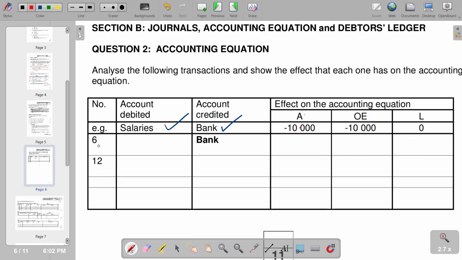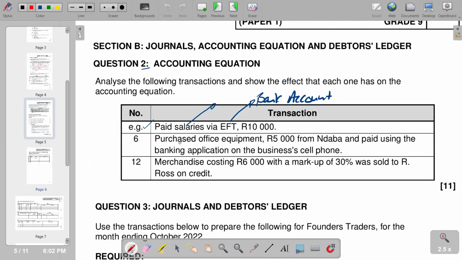Then we go to the second part, transaction number 6, which is: purchased office equipment, 10,000 rands from Daba, and paid using the banking application on the business cell phone. The two accounts involved in this transaction are office equipment that was purchased.